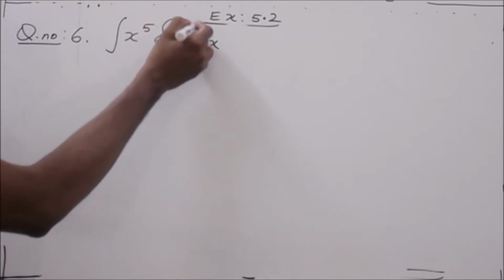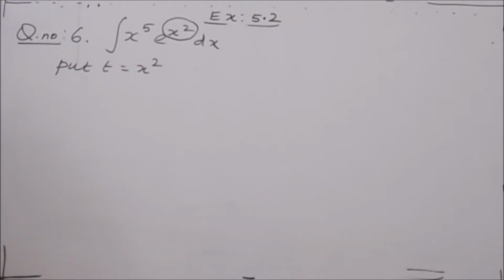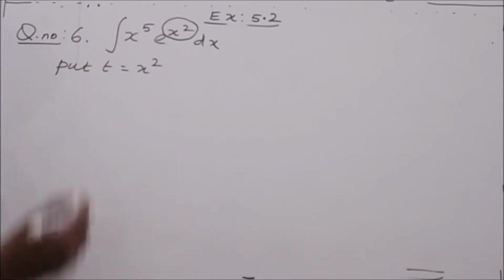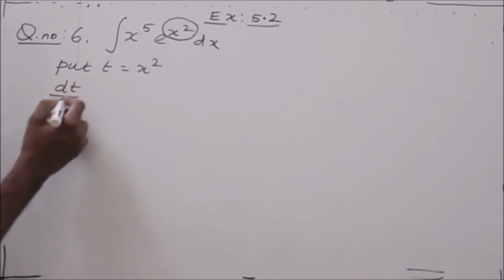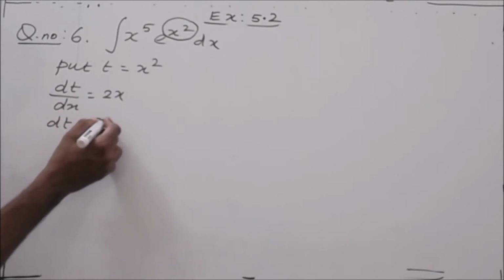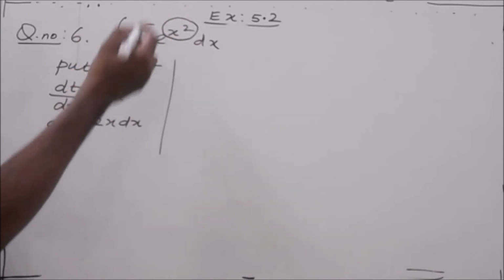Substitute the power as t, put t equal to x square. That is, by the change of variable, x square is taken as t here. Differentiate this. dt by dx is equal to 2x, then dt equal to 2x dx. But we need the value of dt here. Okay, t is x square, dt by dx is 2x, dt equal to 2x into dx. Then split the given problem.